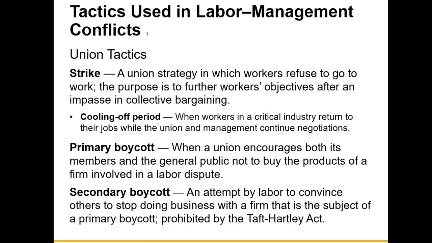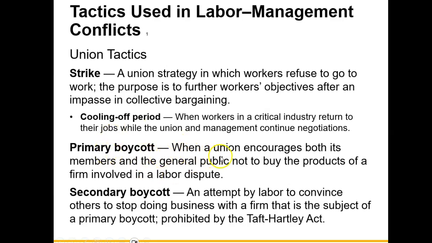So with the strike, and as I mentioned, General Motors is currently on strike, that's when the worker refuses to go to work, and the objective is to come to a collective bargain. Cooling off period: when workers in a critical industry return to their jobs while the union and management continue negotiations. So during the cooling off period, you're still going to work, but while you're at work, the union representing you and management are trying to negotiate.